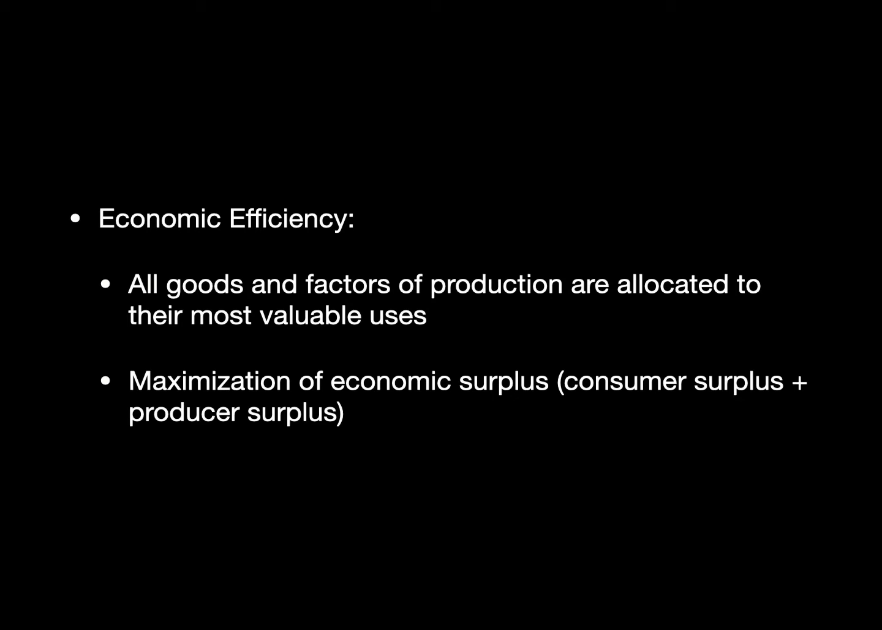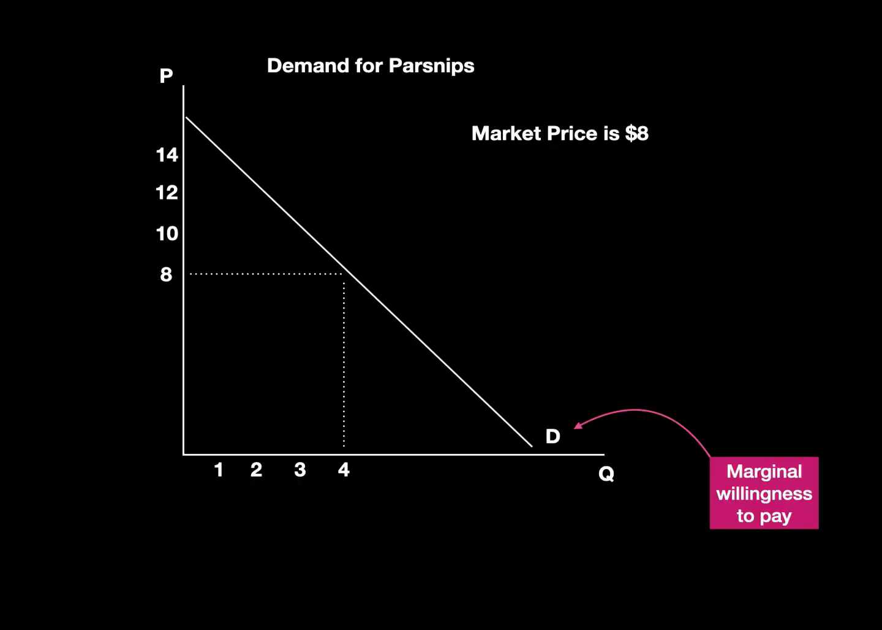We refer to the gains from trade for consumers as consumer surplus. Producers' gain from trade is called producer surplus. When the market is efficient, economic surplus is maximized. Economic surplus is the sum of consumer surplus and producer surplus.